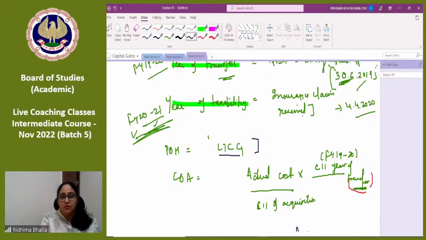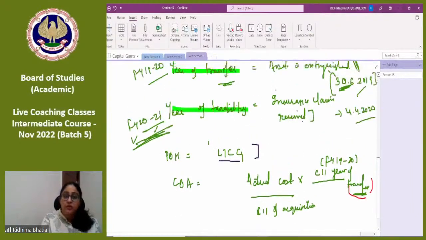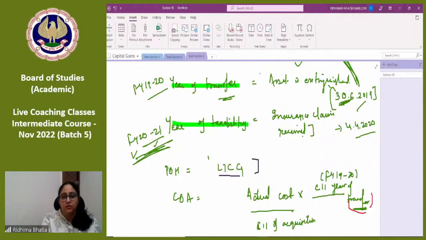Is it clear? Does anyone have any doubt here? Because if this is clear, this is a very basic thing. Then we'll move to something again very technical. So I'll definitely take an example for the next concept. It will be clearer.